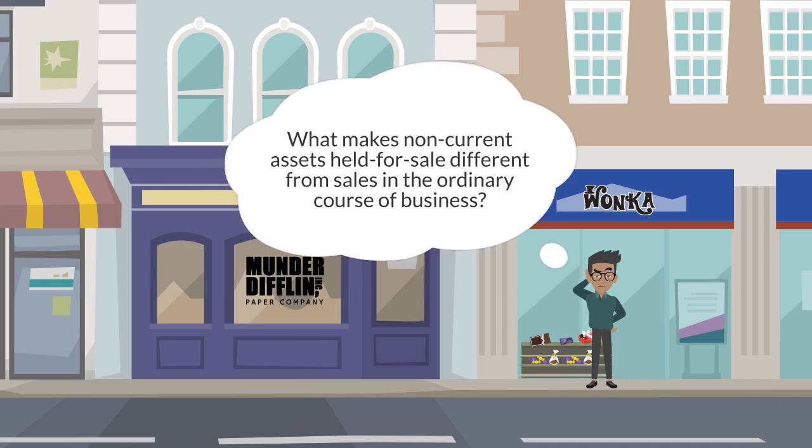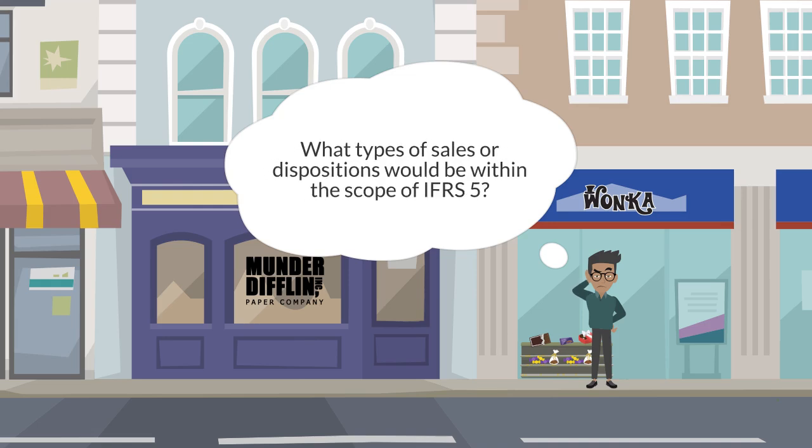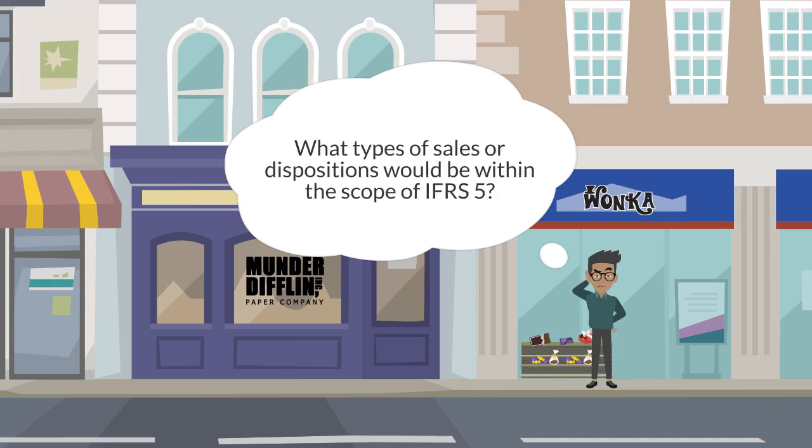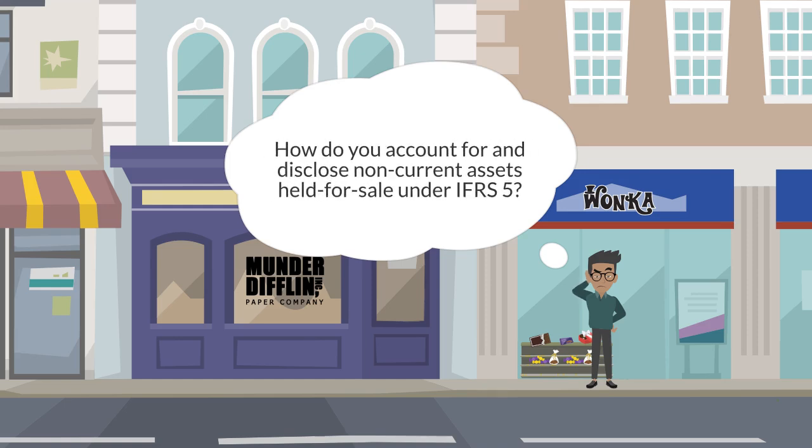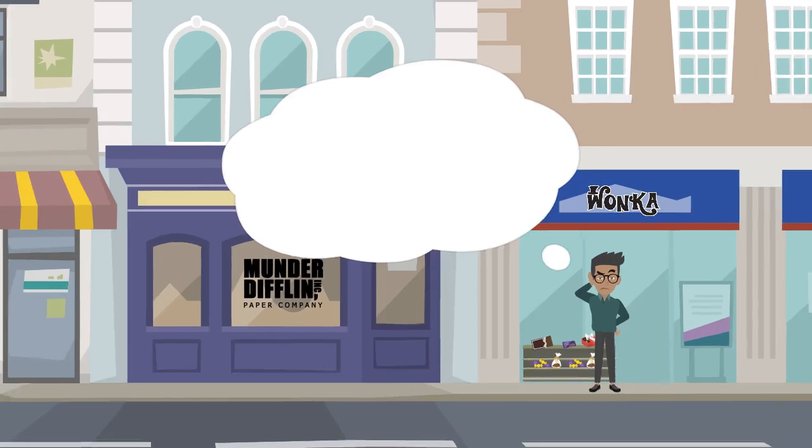So, what makes non-current assets held for sale different from sales in the ordinary course of business? What types of sales or dispositions would be within the scope of IFRS 5? And how do you account for and disclose non-current assets held for sale under IFRS 5?